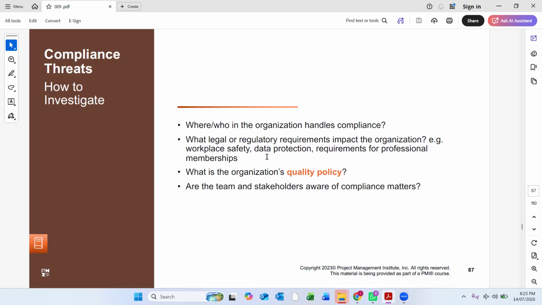The quality policy should be there. The stakeholders should be aware of how compliance is handled in terms of data protection. Professional membership of the team members should be there, and workplace safety also. If you are working in any environment, it should be safe to work there, especially for the staff and also for the execution staff, or the manpower at the site.